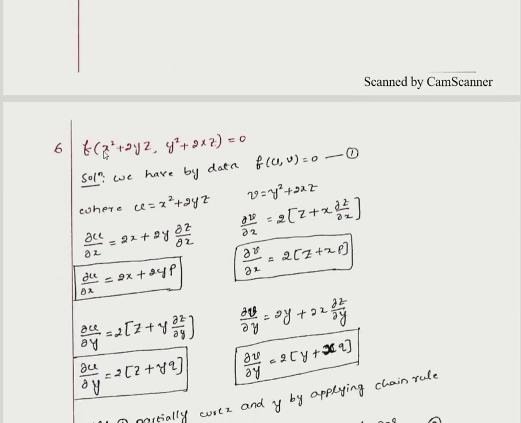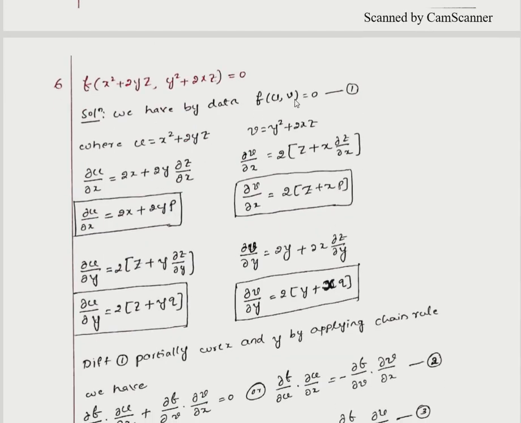Next problem: f of (x² + 2yz, y² + 2xz) equals 0. Solution: we have by the data this is in the form f(u, v) equals 0. What is u? Compare here: u equals x² + 2yz, and v equals y² + 2xz. Same procedure. First differentiate u with respect to x and y, and v with respect to x and y partially. Therefore, ∂u/∂x equals the derivative of x², which is 2x, plus 2y.